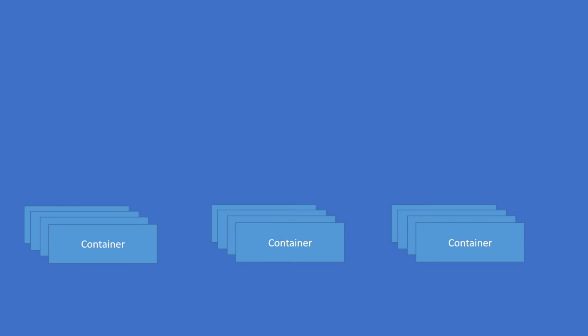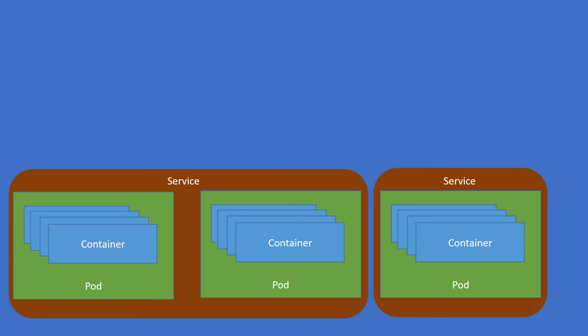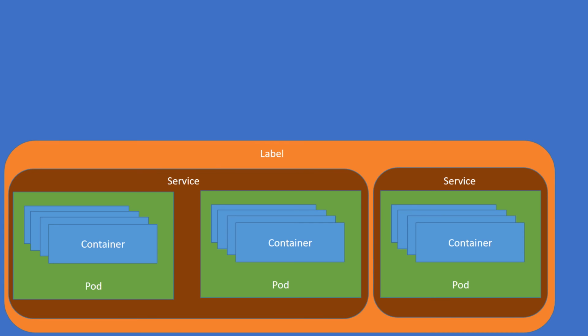So a graphical representation could show containers running various applications. And these containers work together and they are placed in pods. Pods can be placed into services. For example, on the left-hand side, we could have a service which contains web services, whilst on the right-hand side, we could have a database service. We can then place a label around our services, such as front end.